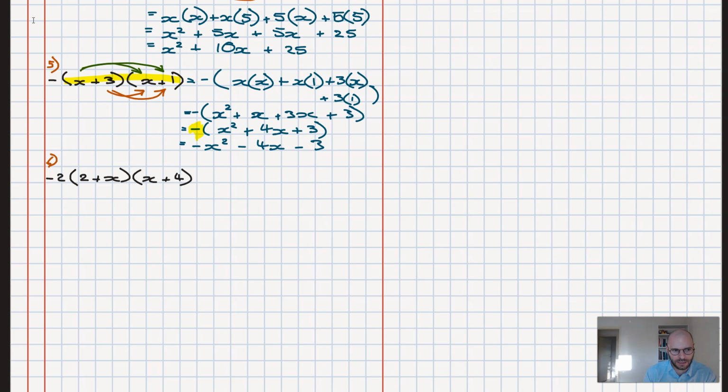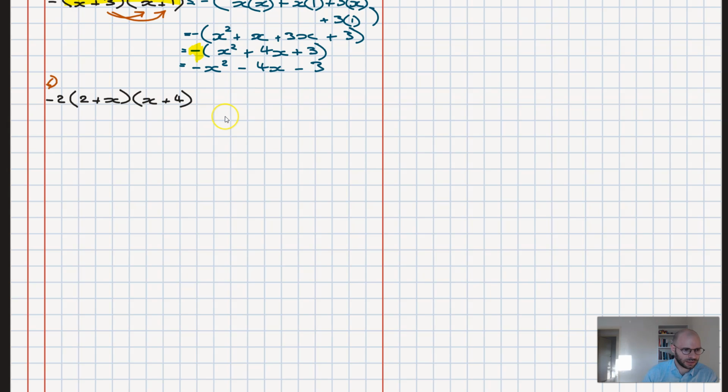So nothing too complicated. Going down to our final example, example 6, minus 2 times 2 plus x times x plus 4. Again, there's all different ways in which we can handle this, but what I'm going to suggest is we deal with this part first, and then we'll deal with the minus 2. So dealing with the front part, we've got 2 on the x, 2 on the 4, and then subsequently x in the x and x in the 4.